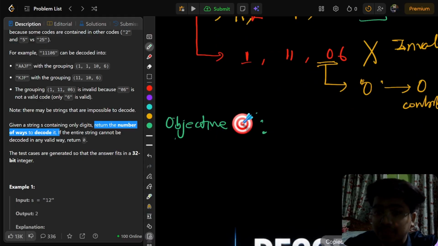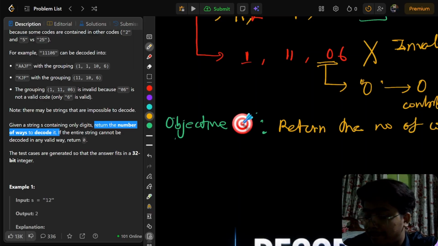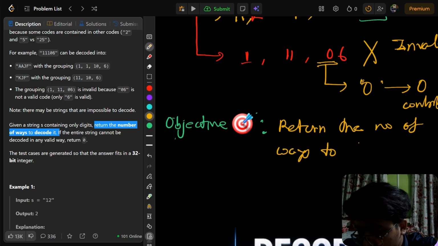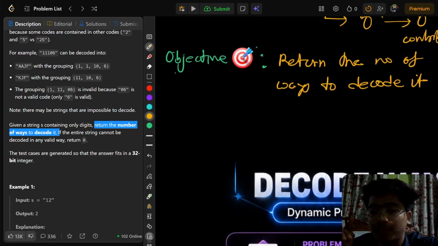So what is our objective? They told us in the question that we have to return the number of ways to decode it. So we write it: return the number of ways to decode it. They tell us these things in the problem. That means this becomes an important portion of our decoding, that we have to return the number of ways to decode it.